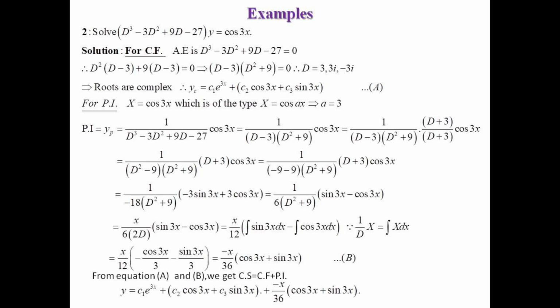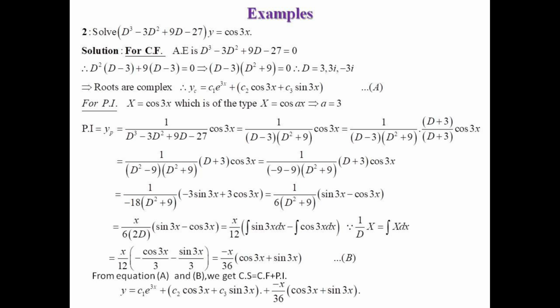So here, if we try to replace d square by a square, then we get the value of the denominator as 0. So to avoid the 0 value in the denominator, apply possibility number 2. That means when we get 0 in the denominator, attach x on the numerator and take the derivative of the denominator with respect to d. So if we attach x on the numerator, then we get x upon the derivative of d square plus 9, which is 2d, into sin of 3x minus cos of 3x, which is equal to x upon 6d.